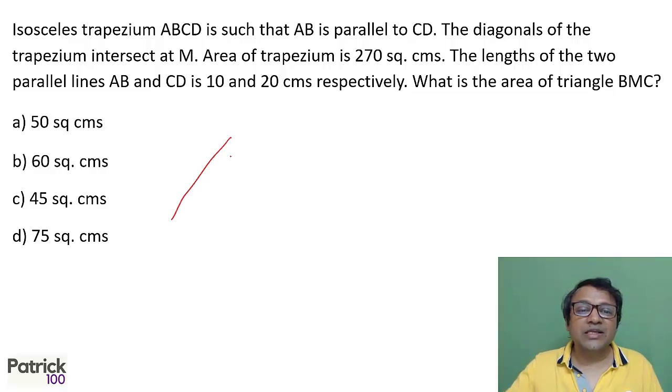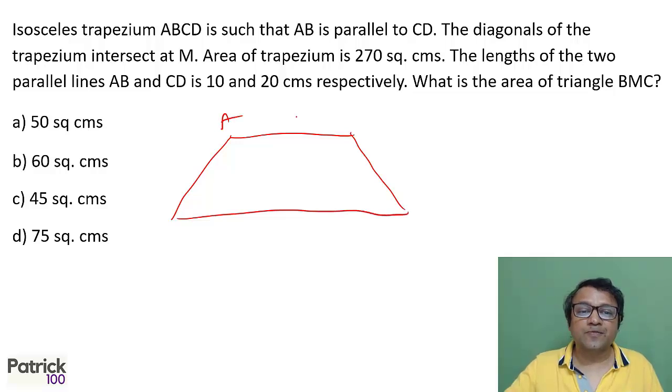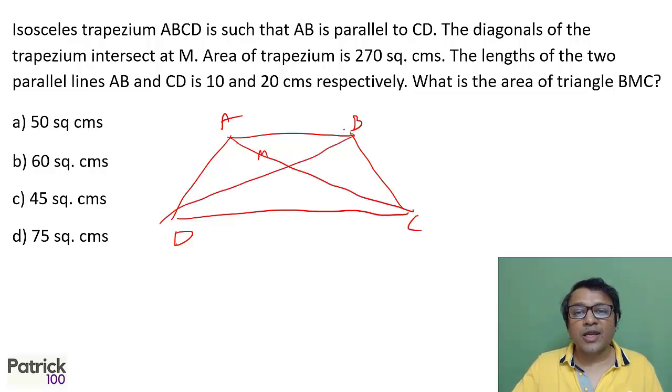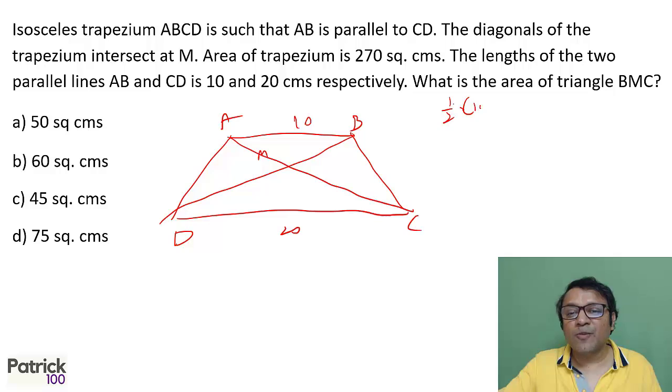Isosceles trapezium ABCD. AB is parallel to CD. The diagonals of the trapezium intersect at M. Area of trapezium is 270. Lengths are 10 and 20. So we know almost everything. You can find the height of the trapezium. Height of the trapezium is what? Area is half into sum of parallel sides into height is equal to 270. From that, the height you get is 18.